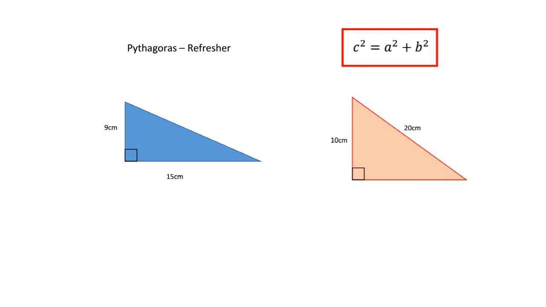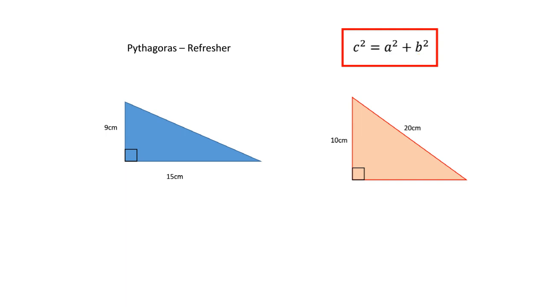Hi guys, Mr. Gillen here, and in this video we are going to look at 3D Pythagoras. Now before we do that, I just want to quickly refresh your minds on Pythagoras' theorem, and hopefully you all remember that the formula that we use is c squared equals a squared plus b squared.